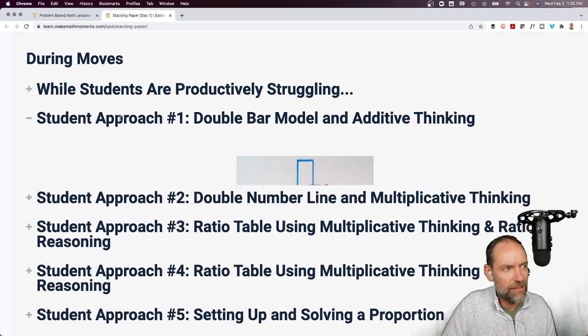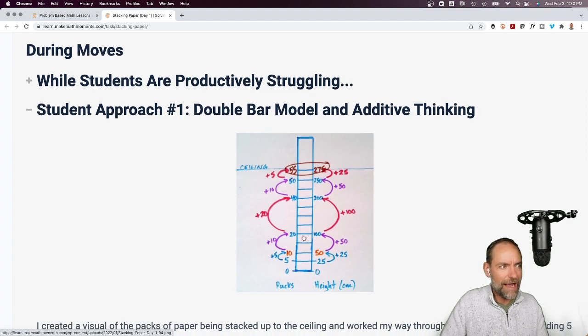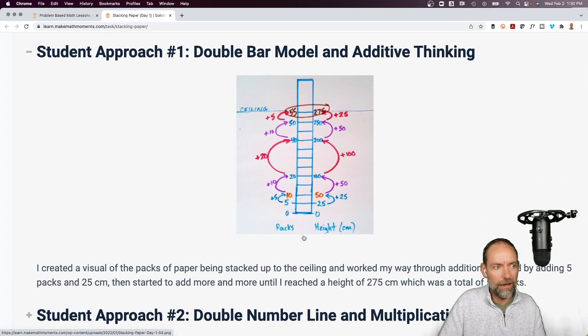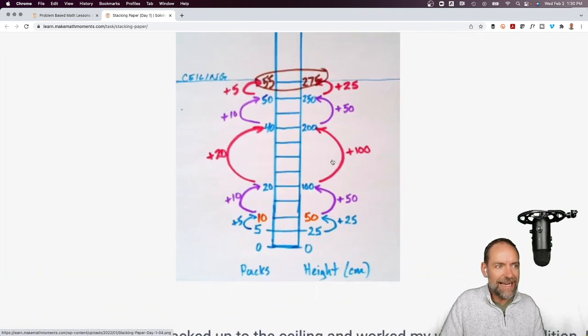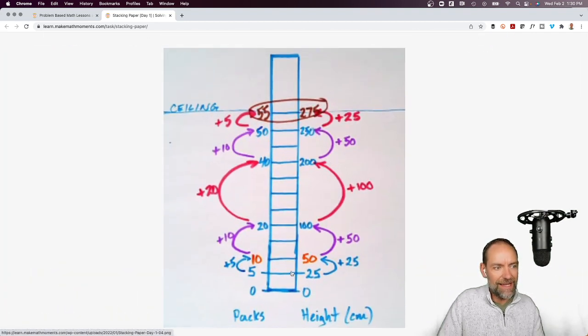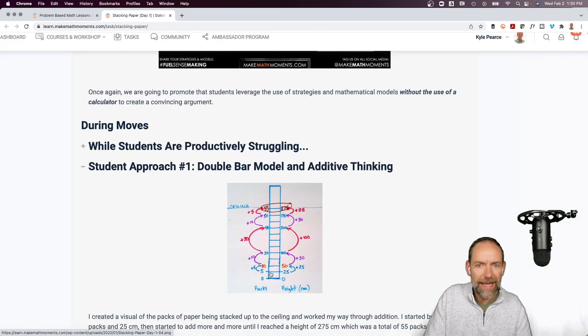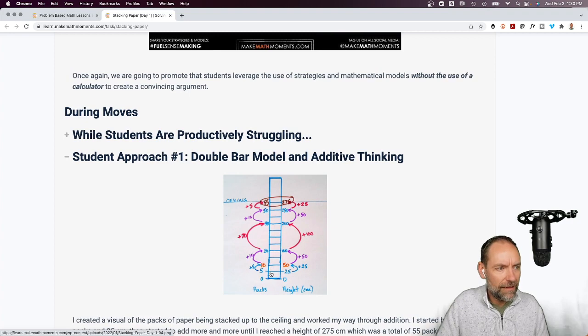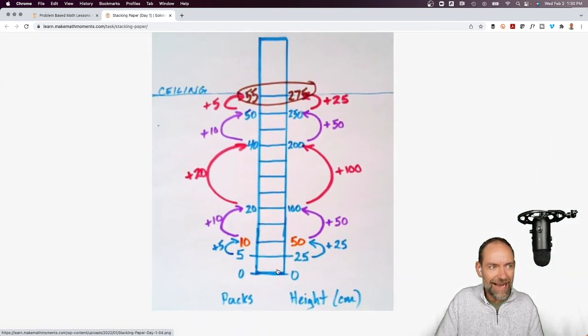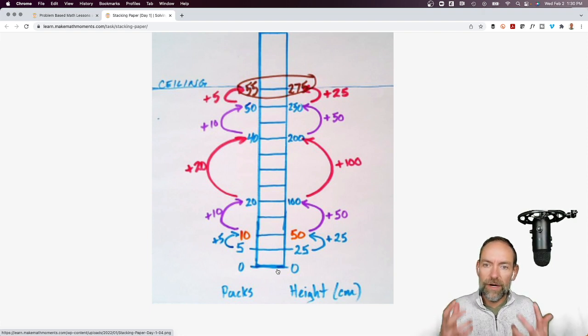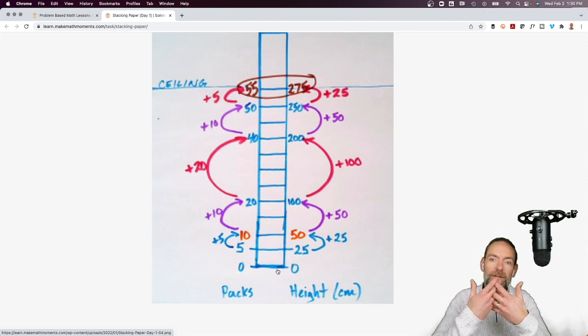All right. And you'll notice here that we have some student approaches that we share, one of which might actually be drawing out the height of this room and scaling your way there. And you'll notice that this particular student uses an additive strategy here, which is not exactly where we want to be when we're working with ratios and rates. We actually want to be thinking multiplicatively.